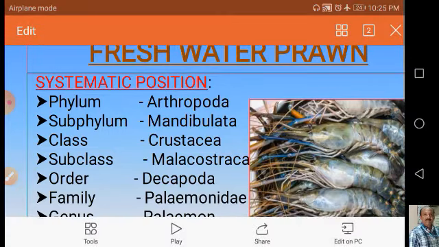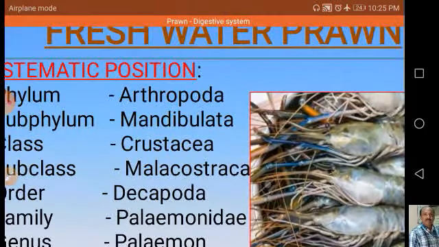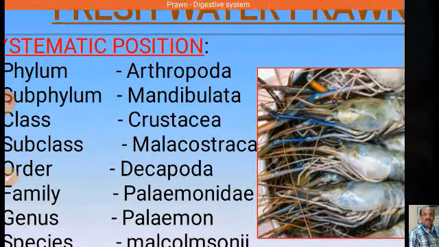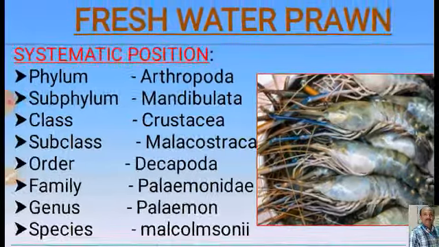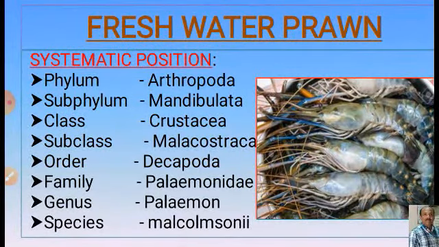Prawn belongs to the phylum Arthropoda because of the presence of jointed legs. It belongs to the subphylum Mandibulata because of the presence of mandibles. It belongs to the class Crustacea because it has gills, green glands, two pairs of antennae and biramous appendages.